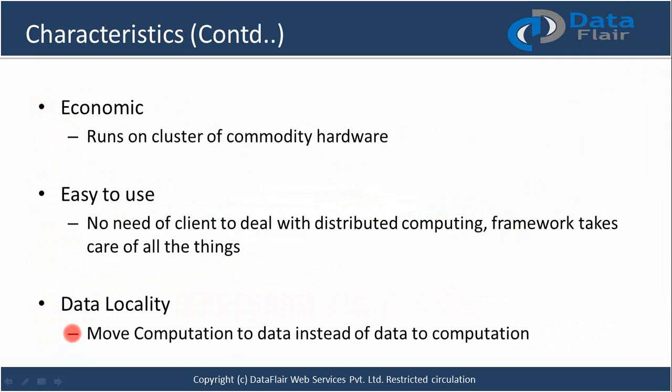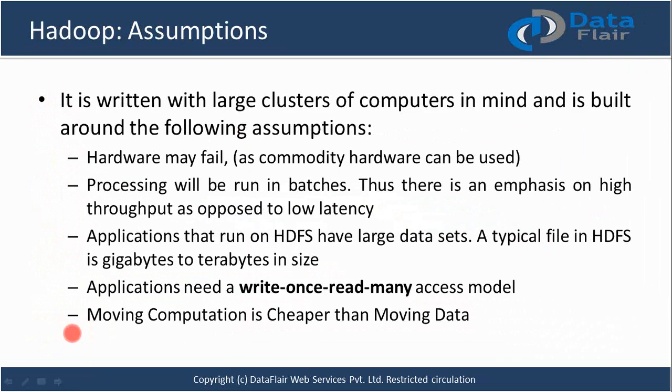Otherwise, your speed of processing will be totally dependent on the network speed. That's why data movement is prohibited in the data world, not even the big data world, the normal data center data world, it's not accepted. After discussing the characteristics, let's talk about a few assumptions.